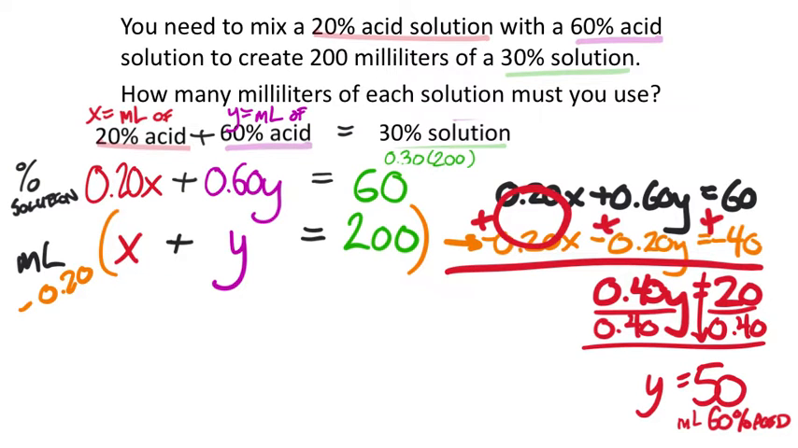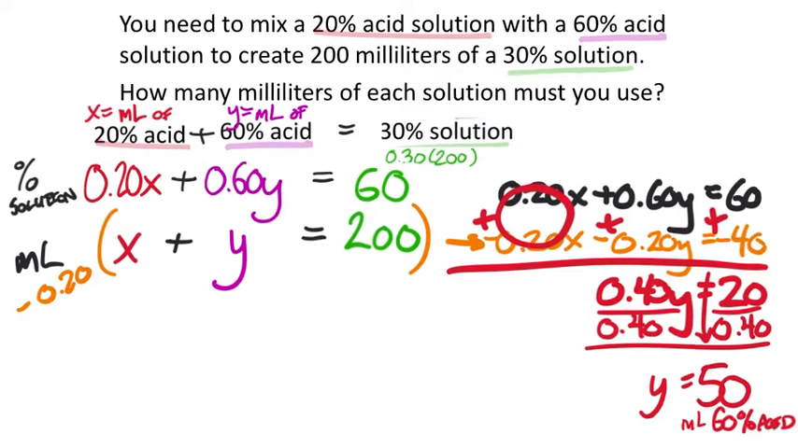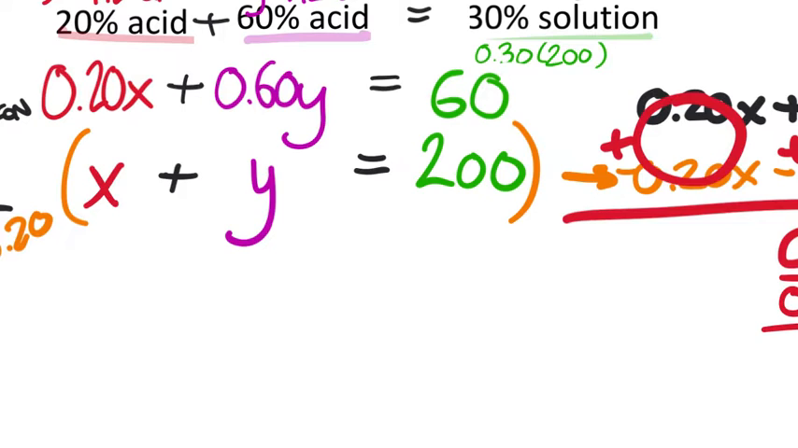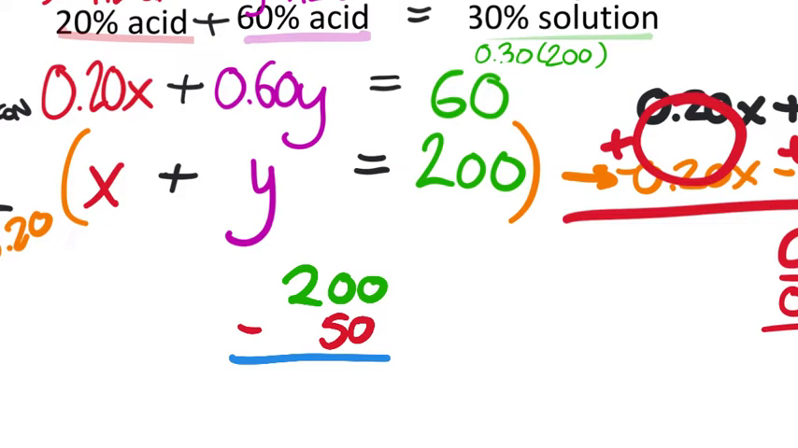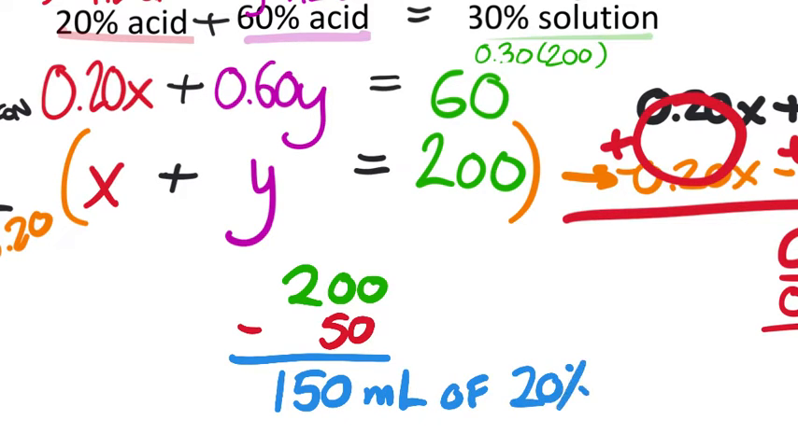Now that I know how many milliliters of 60% acid, and we also know that the total mix will be 200 milliliters, I just need to subtract those 50 milliliters, and that will tell me how many milliliters of the x, that's the 20% acid. 200 minus 50 is 150. Again, that's milliliters, but that's of the 20% acid.